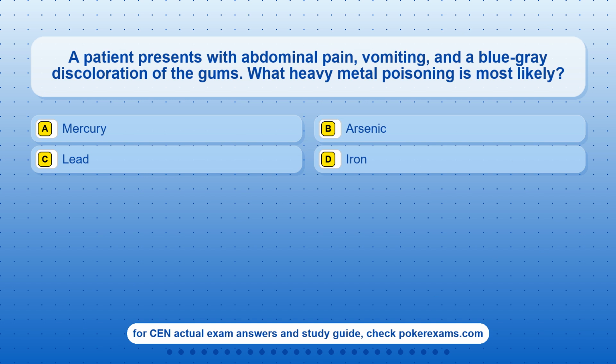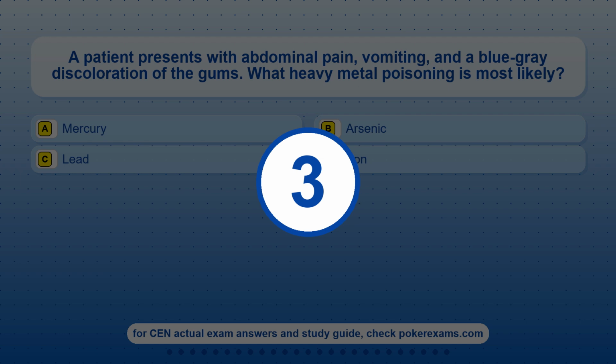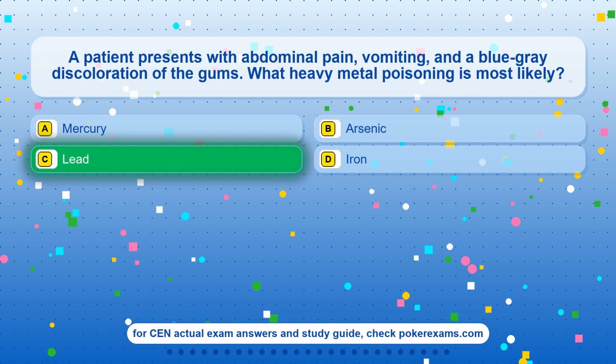Question 25. A patient presents with abdominal pain, vomiting, and a blue-gray discoloration of the gums. What heavy metal poisoning is most likely? Option A, mercury. Option B, arsenic. Option C, lead. Option D, iron. The correct answer is option C, lead.